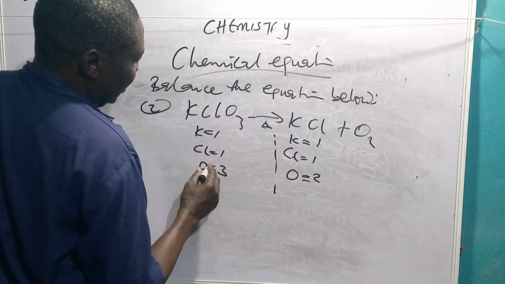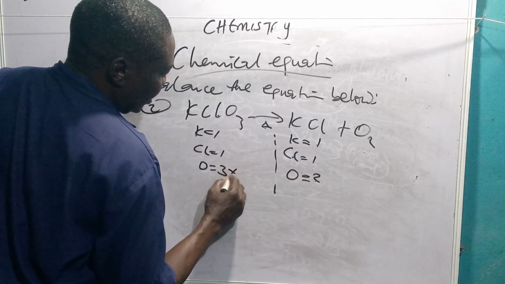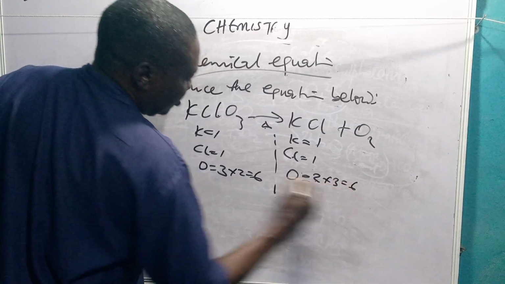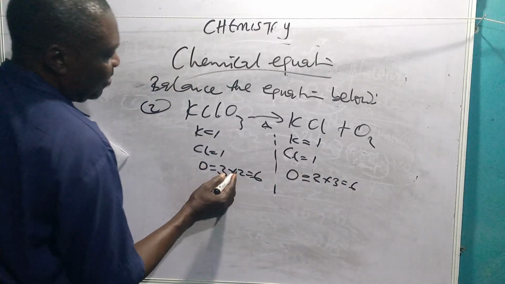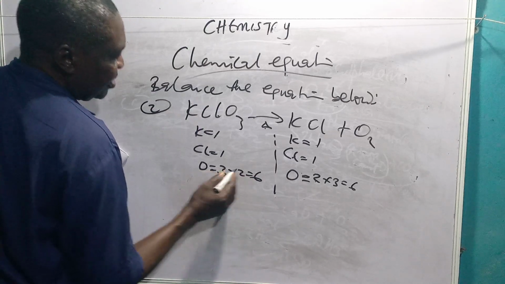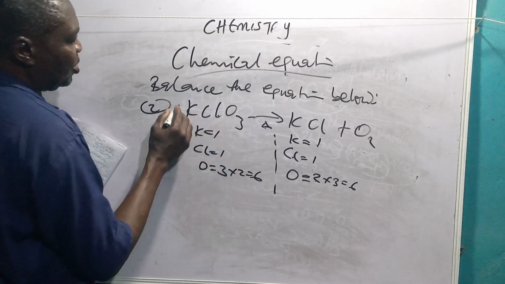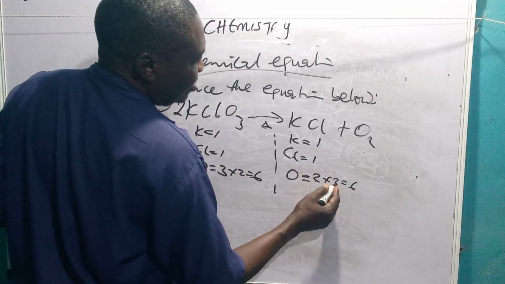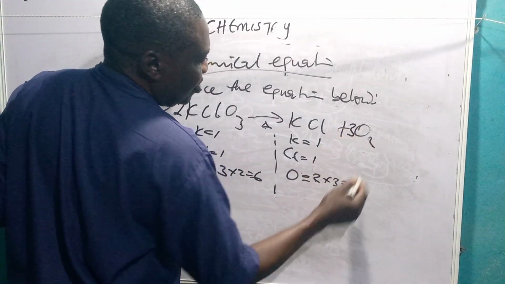So what do we do? Let's assume we multiply this one by this: 2 times 3 equals 6. Multiply this one by 3: 3 times 2 equals 6. So both of them are not the same. It means we must find a way of making this oxygen 6. The only way, since we cannot add to the base, is we put 2 here. 2 times 3 becomes 6. For this oxygen, you put 3 here too. 3 times 2 equals 6.